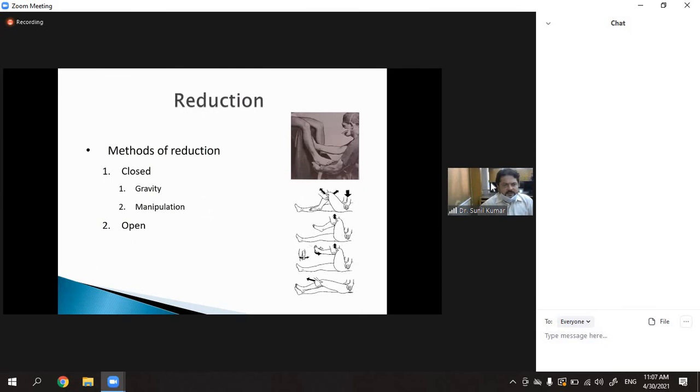In reduction, the methods are closed methods, the gravity method, or manipulation. In manipulation we can use the traction and counter traction method to reduce the fracture. Or if reduction is not possible with closed methods, we will go for open methods, in which we have to open the fracture site.